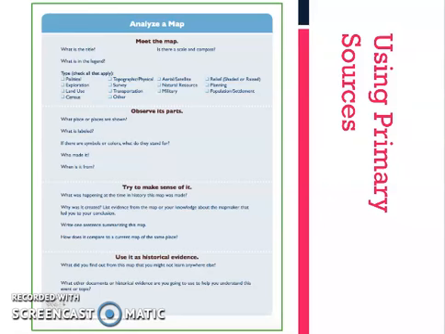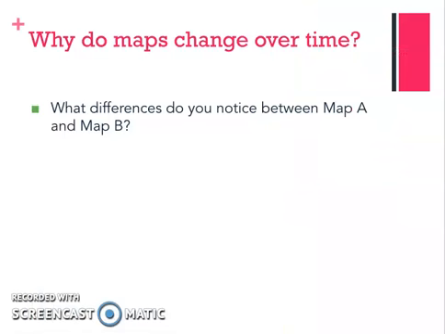After students have a chance to meet the map, observe its parts, try to make sense of it, and think about it as historical evidence, we could then return to our guiding question, which is, why do maps change over time? So the Stanford History Education Group gives us some questions to help prompt this thinking. To ask students, what differences do you notice between map A and map B? Maybe this would be something that you would ask in an exit ticket or some sort of more formative assessment to be that third step of this process that we're going through.